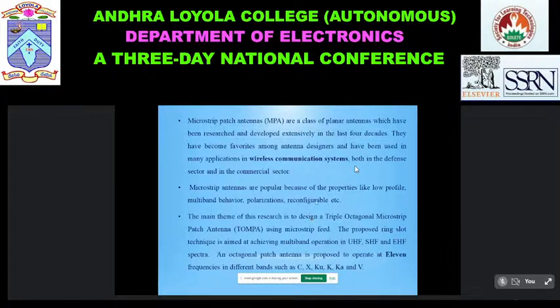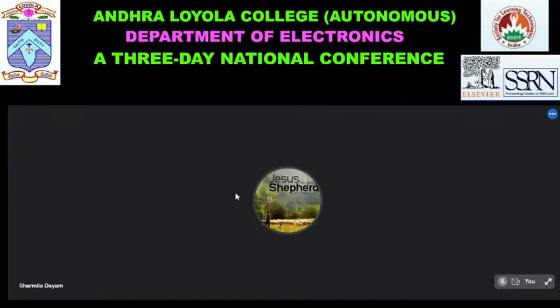Microstrip antennas are popular because of their properties like low profile, multiband behavior, polarizations, and reconfigurability. The main theme of this work is to design a triple octagonal microstrip patch antenna using a microstrip feed line. The proposed ring slot technique is aimed to achieve multiband operations in ultra high frequency, super high frequency, and extremely high frequency spectra. This designed antenna can resonate at 11 frequencies and it covers 6 microwave bands.